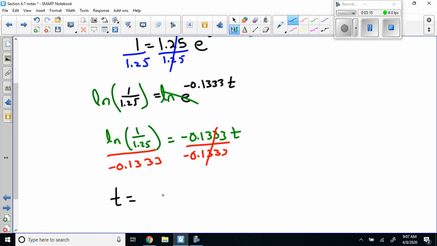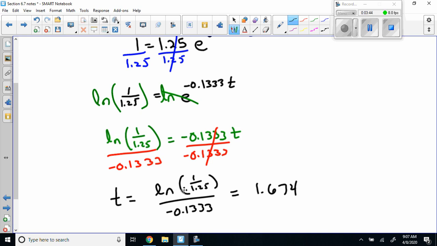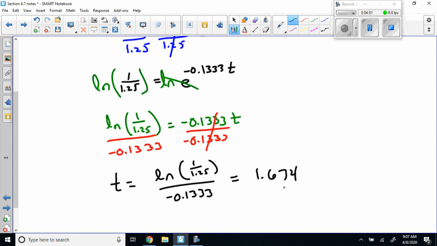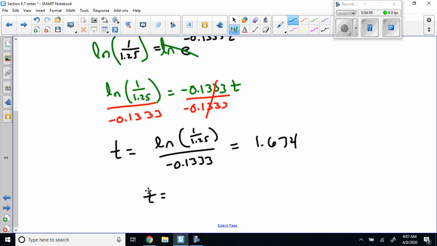My t now is going to be the natural log of 1 over 1.25 divided by negative 0.1333. When you take the natural log of 1 over 1.25, it gives you a negative number, and when you divide it by the negative 0.1333, you get 1.674. They want to know to 2 decimal places, so time would be 1.67 hours ago. 1.67 hours ago, it was 25% more than what it is now.